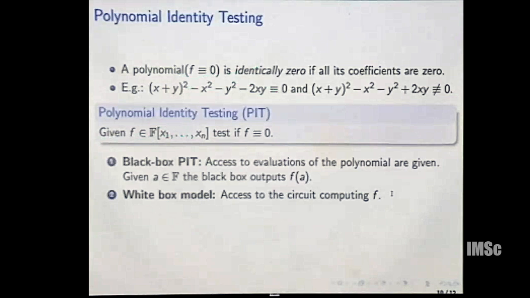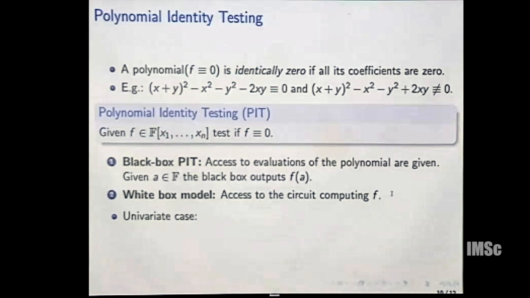So there are two other, more sensible ways to give the input. Right? So one is the black box model where you are allowed to query the polynomial at certain points. Right? So you can assume that there is a box. If you feed in a, this box will output f of a. From these evaluations, you have to learn whether the polynomial is identically zero or not. Another model is the white box model. So we know how to describe a polynomial as a circuit. Right? So you give the graph representing the polynomial as an input to the algorithm, and the algorithm should use this graph to decide whether f is identically zero or not.